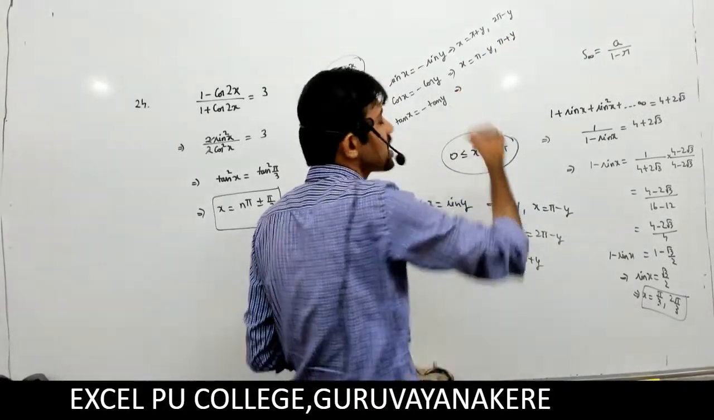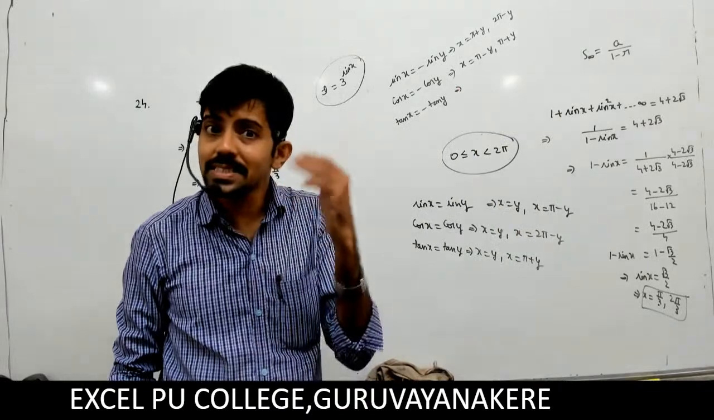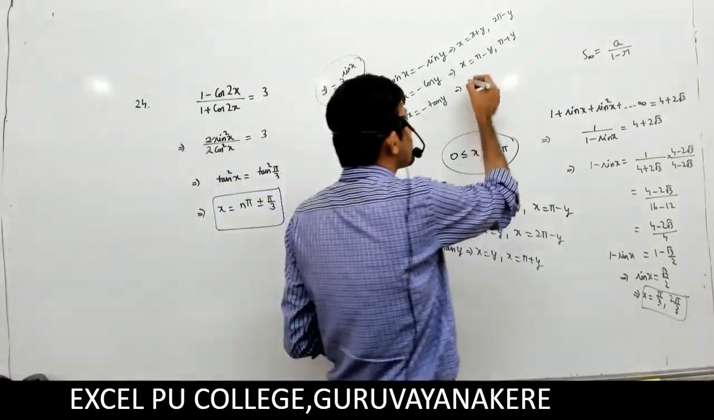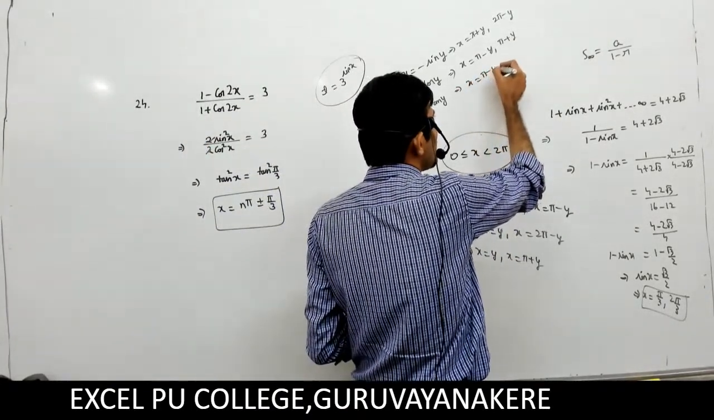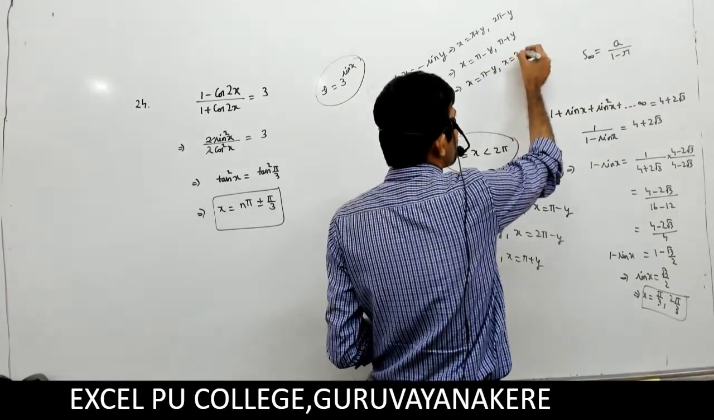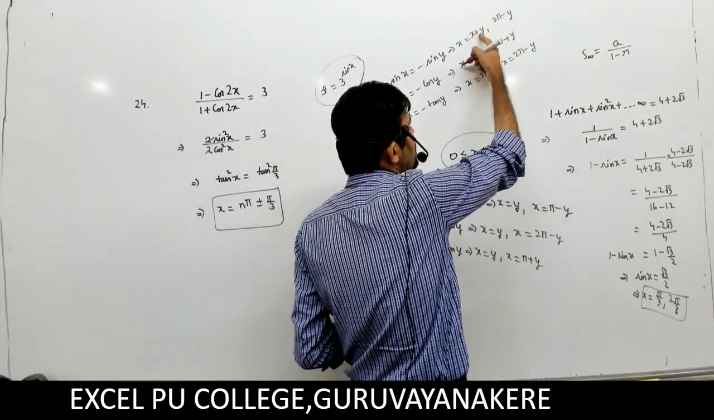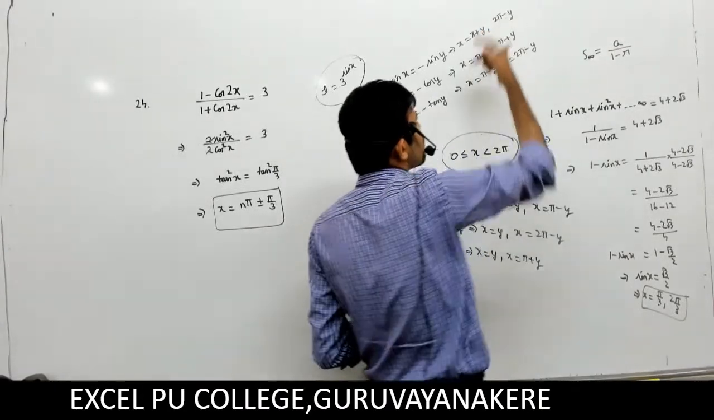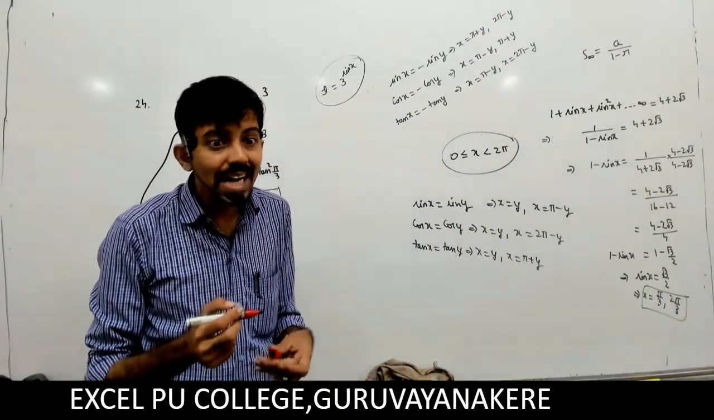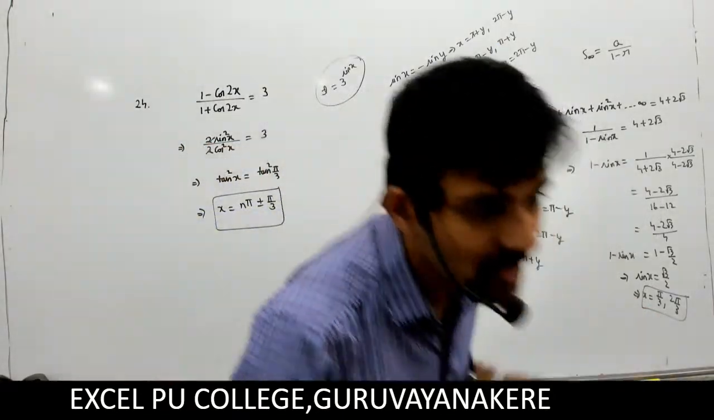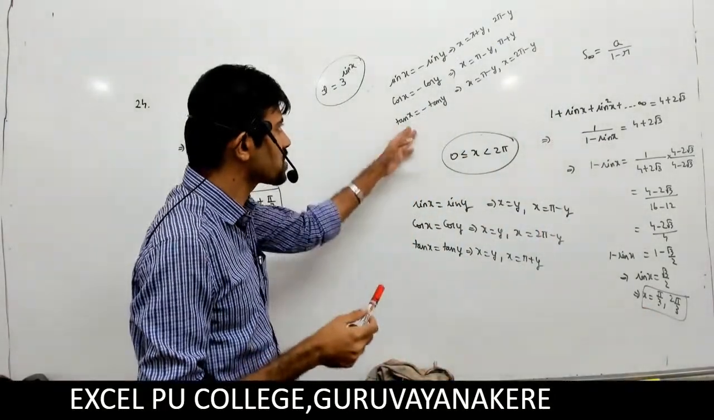Where is the tan function negative? The tan function is negative in the second and fourth quadrant. Second quadrant, how to represent? Pi minus y, and the fourth quadrant is 2 pi minus y. Second quadrant, fourth quadrant. Second quadrant, third quadrant. This is third quadrant and fourth quadrant. So how to write the principal solution quickly using this? Okay, you must know this. Must have the knowledge of this.